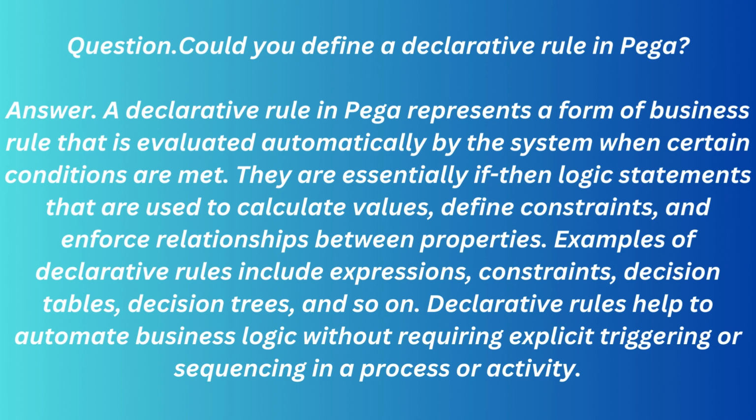Answer. A declarative rule in Pega represents a form of business rule that is evaluated automatically by the system when certain conditions are met. They are essentially if-then logic statements that are used to calculate values, define constraints, and enforce relationships between properties. Examples of declarative rules include expressions, constraints, decision tables, decision trees, and so on. Declarative rules help to automate business logic without requiring explicit triggering or sequencing in a process or activity.